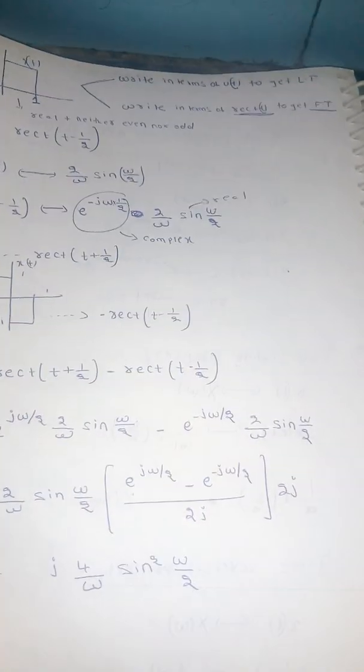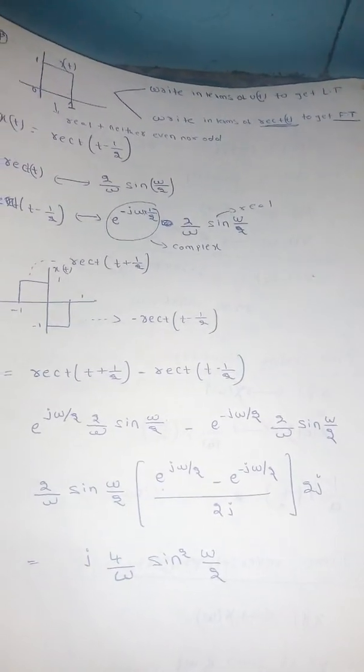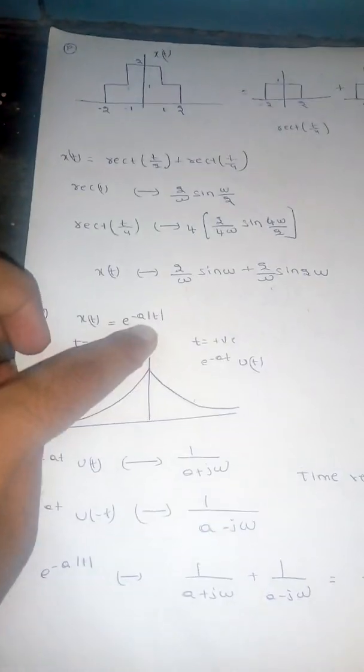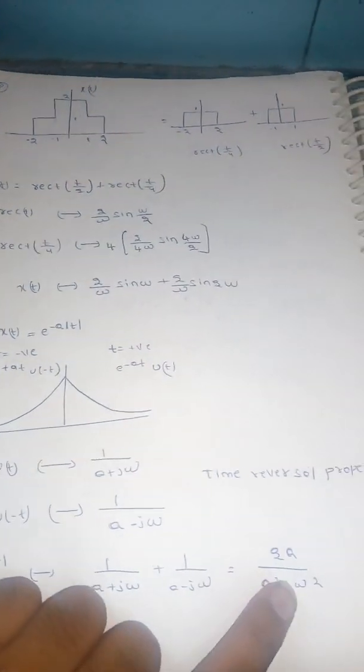Always write in terms of rect to get Fourier transform, and write in terms of u of t to get Laplace transform. And we have this very important e power minus a mod t Fourier transform as 2a by a square plus omega square.